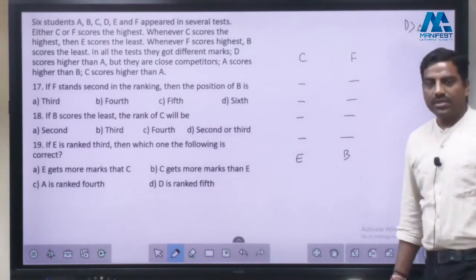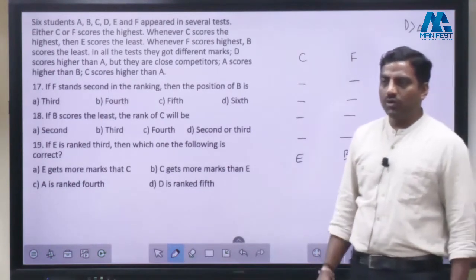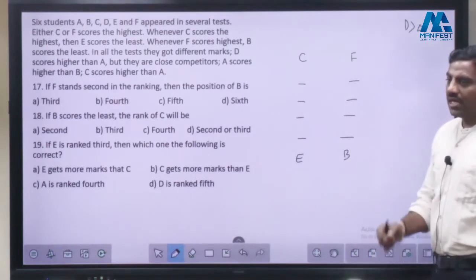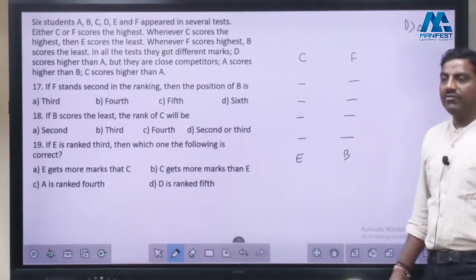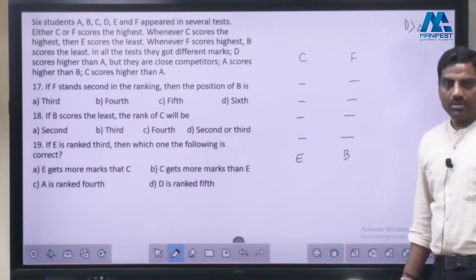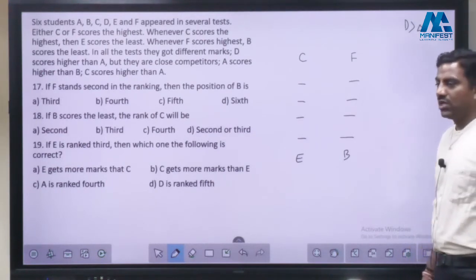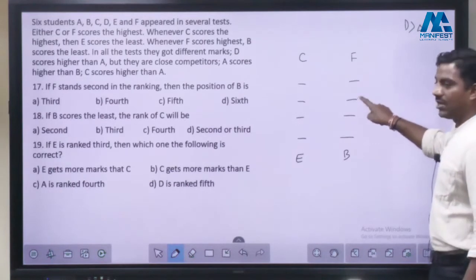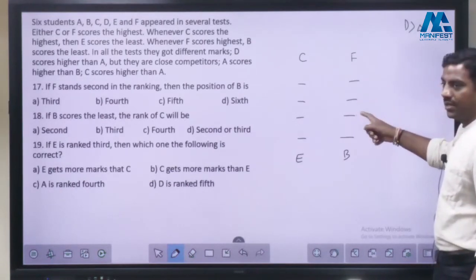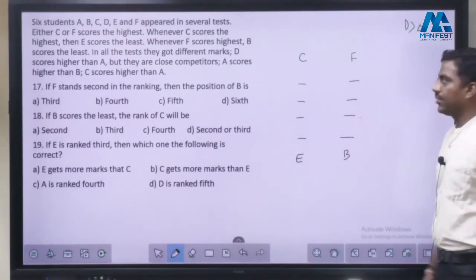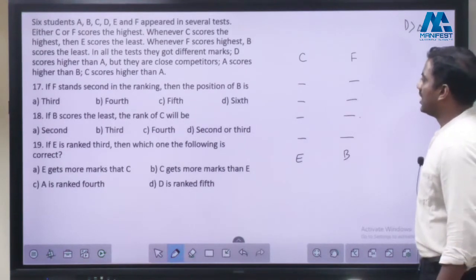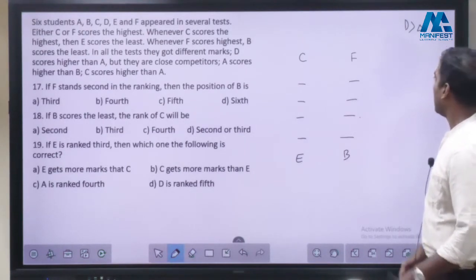That means what? D and A relation we know. D is better than A. They are close competitors, means in between them, nobody else would come. So if D comes here, A would come here. But they are close competitors. A scores higher than B.